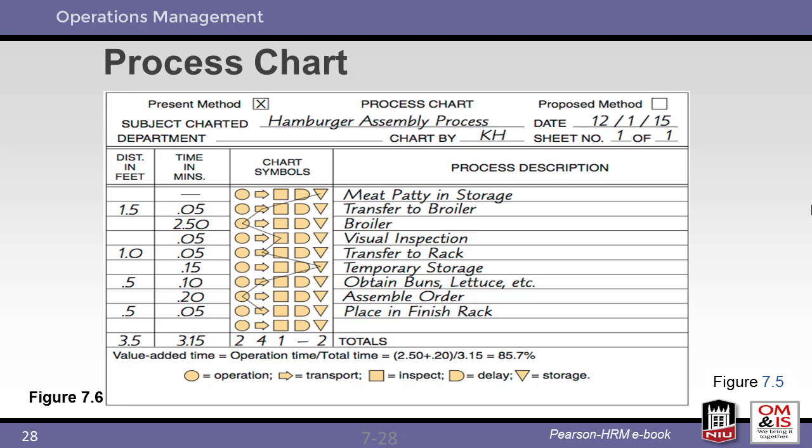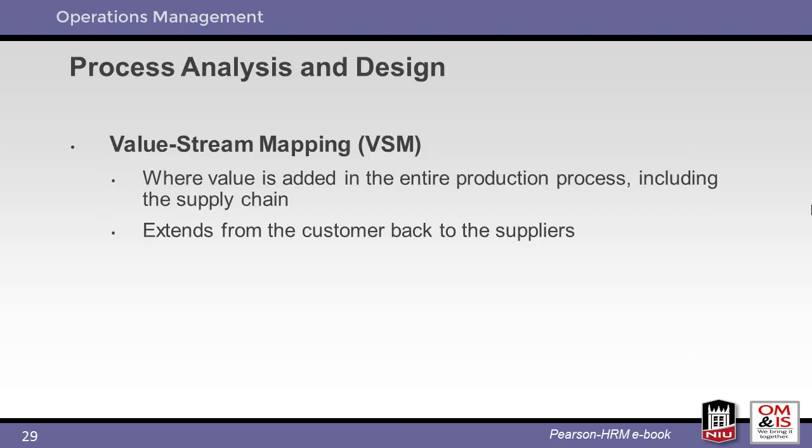Note the 5 different process types, each with its unique symbol. The circle represents an operation and is the only value-added activity, while the others represent waste. Of the 9 operations, only 2 add value. This may represent an opportunity for improvement by eliminating non-value-added steps and shortening travel distance.